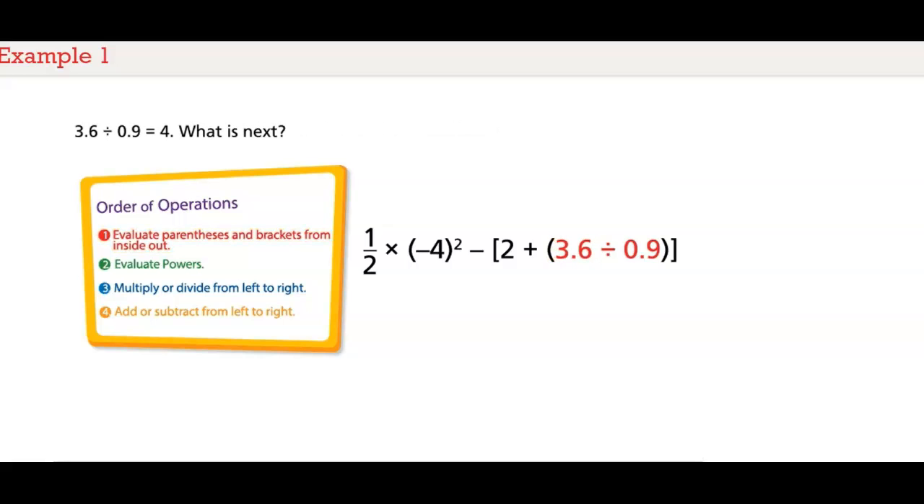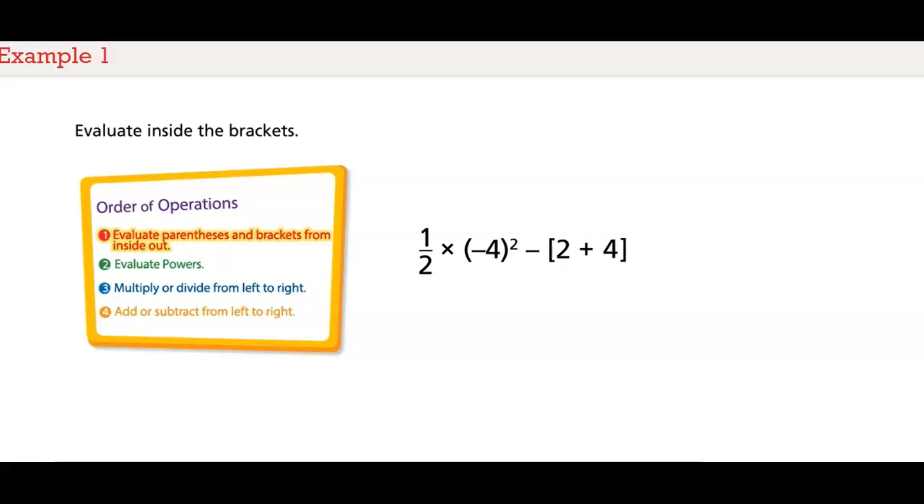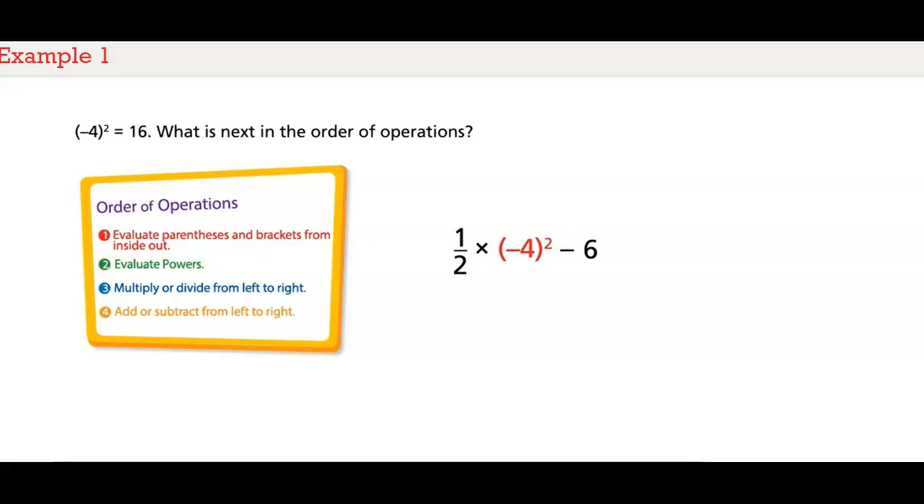3 6/10 divided by 9/10 equals 4. What is next? Evaluate inside the brackets. 2 plus 4 equals 6. Evaluate the power. -4 to the second power equals 16.